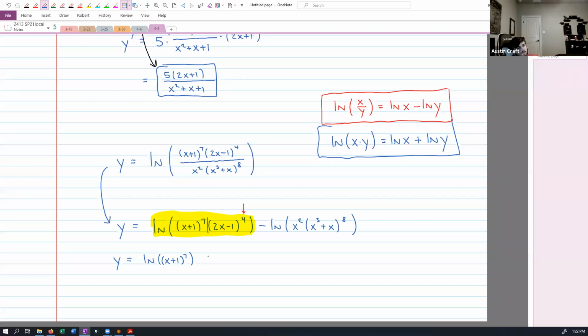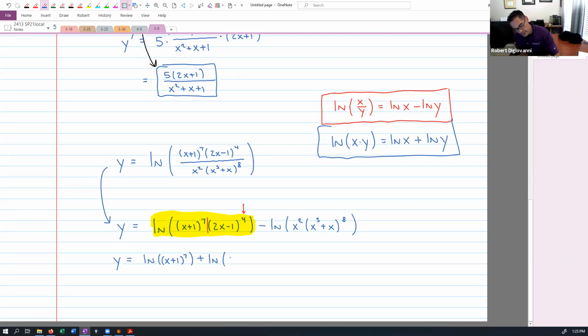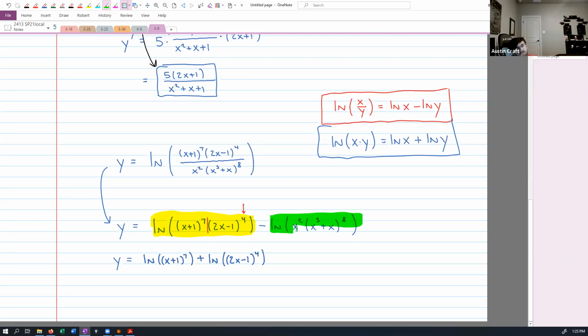Plus natural log of... plus ln. Plus, right? I have a plus sign. Natural log of, now the next piece, (2x minus 1) to the 4th. That makes sense? What about the other log? The log that was in green?